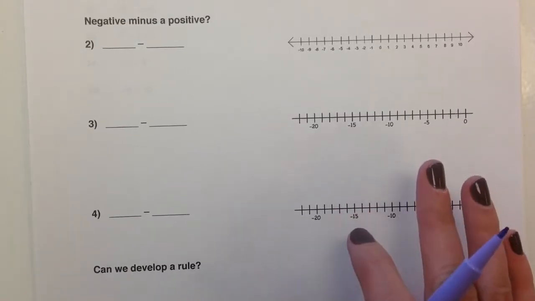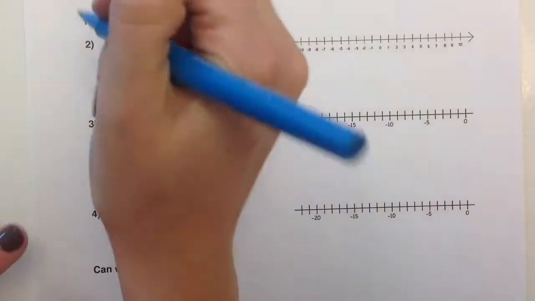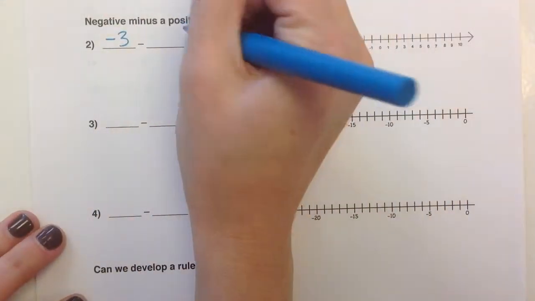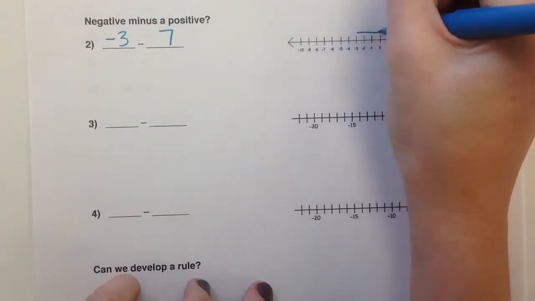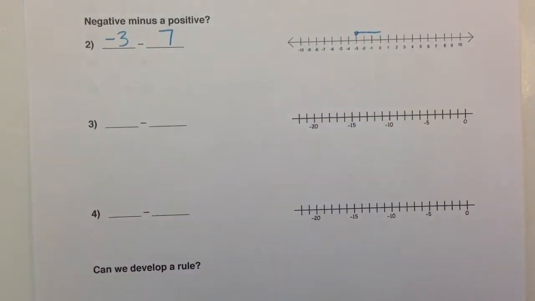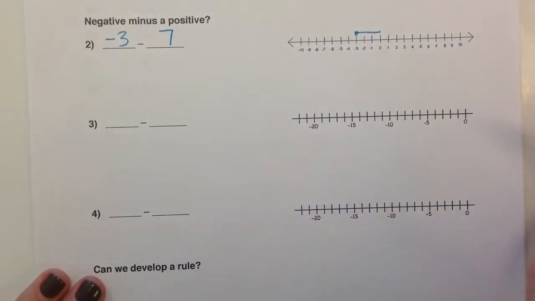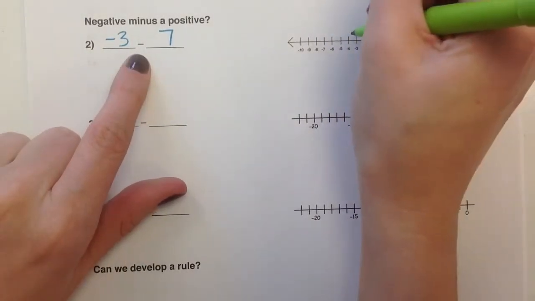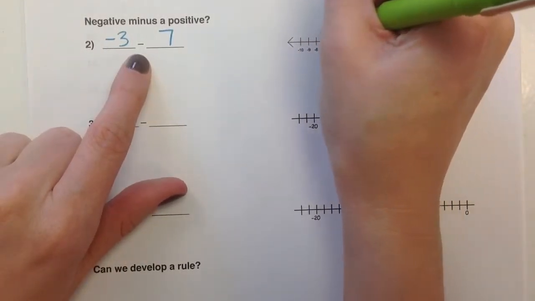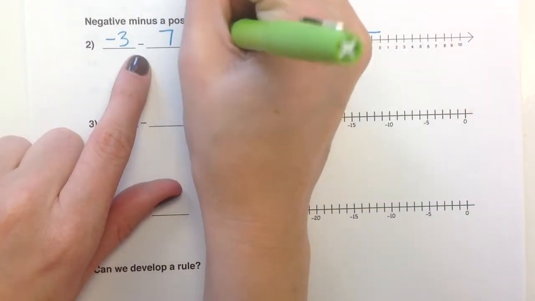A negative minus a positive. So if we've got negative 3 minus 7, we're starting at negative 3. I'm subtracting a positive. When I subtract a positive, I go to the left, right? 5 minus 2, we'd move to the left to get to 3. So even though it's a negative 3 minus a number, we're moving to the left, 7, which is going to bring you all the way to negative 10.